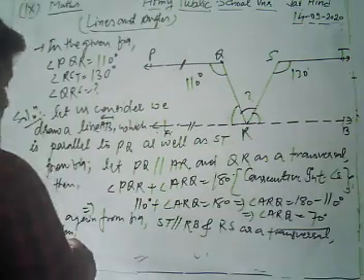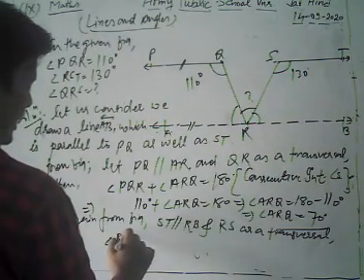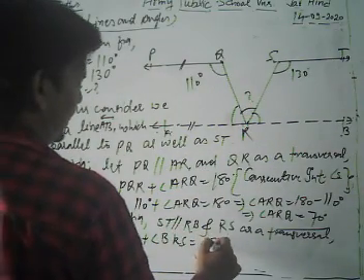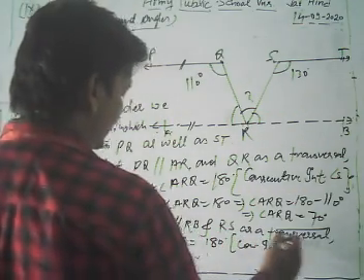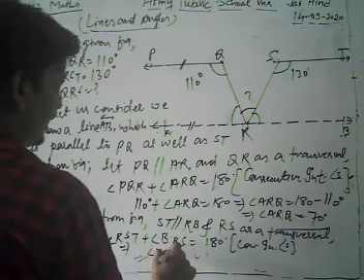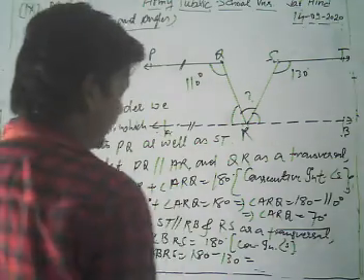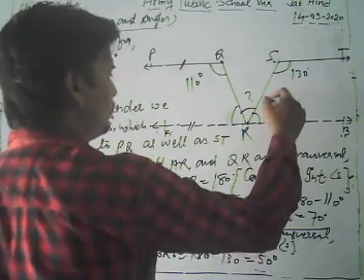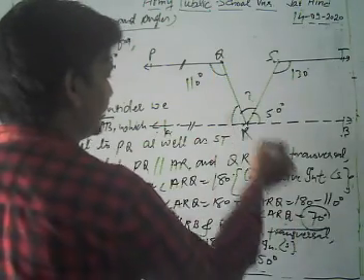Now here angle RST plus angle BRS is equal to 180, because these are consecutive interior angles. In this way we find the angle BRS. Angle BRS is equal to 180 minus 130, that is 50 degrees. So we find this angle is 50 degrees and angle ARQ we found as 70 degrees.